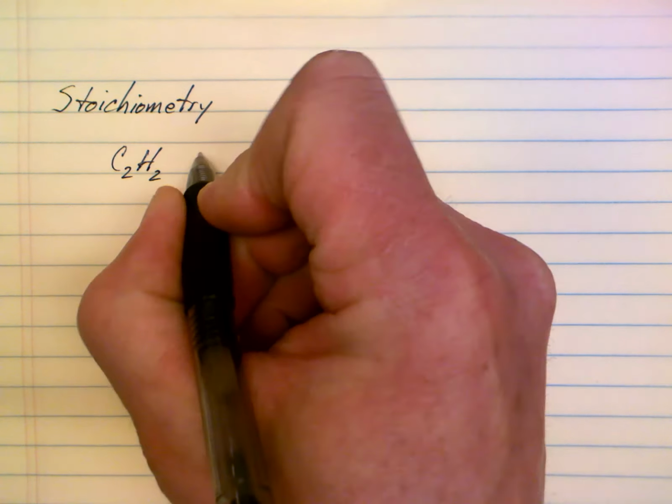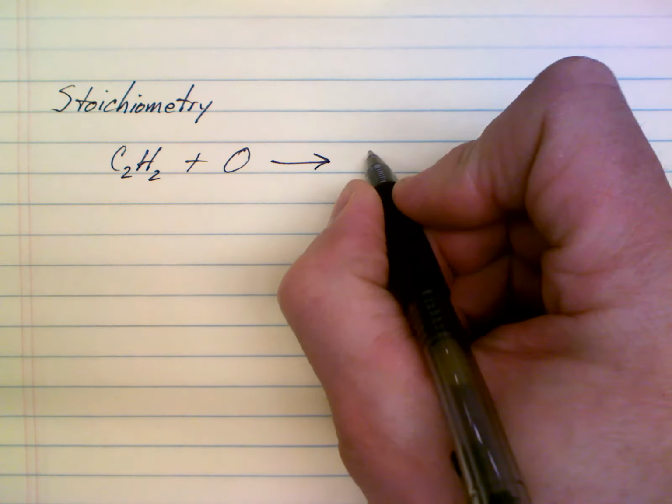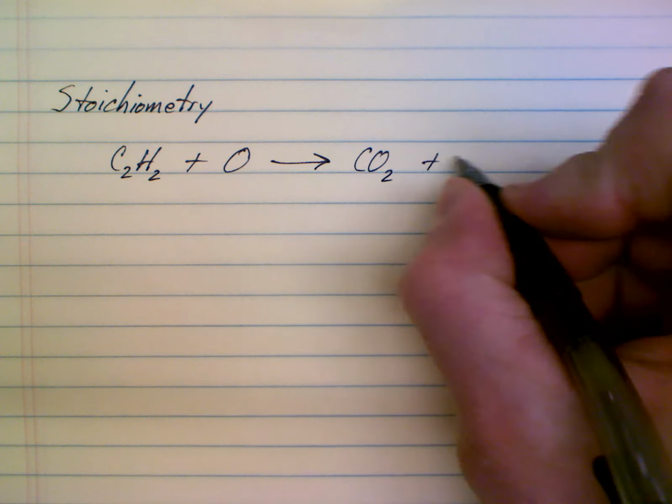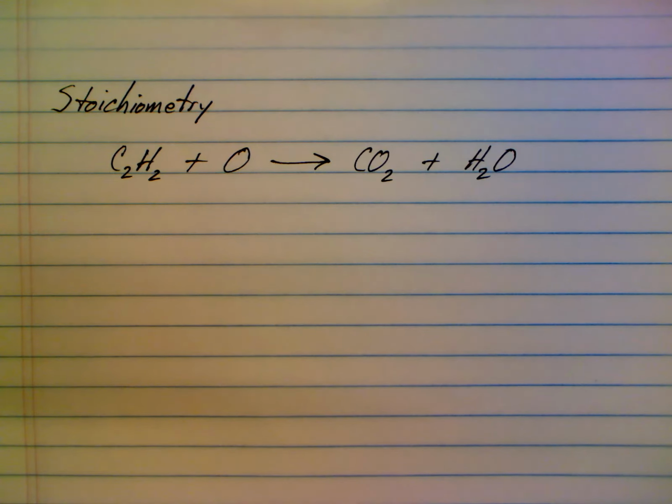So, for example, if I gave you this equation whereby we have acetylene, C2H2, and we're reacting it with oxygen, and we're going to produce CO2 plus H2O. In other words, we're going to have carbon dioxide and water vapor.